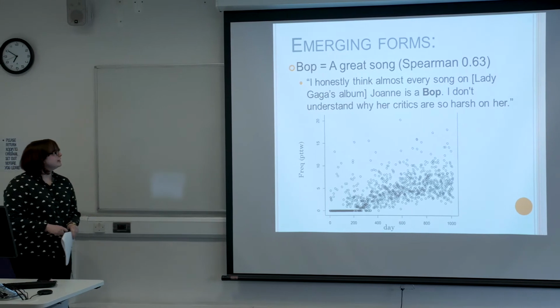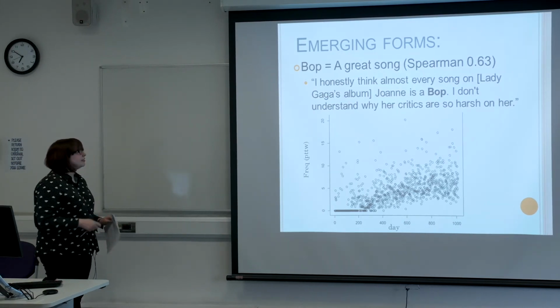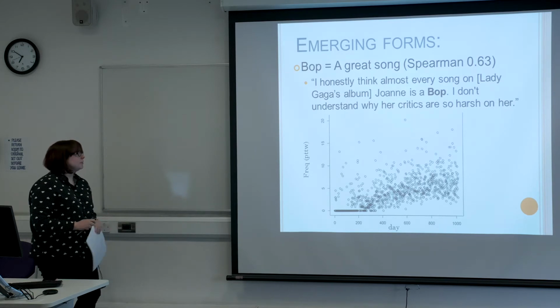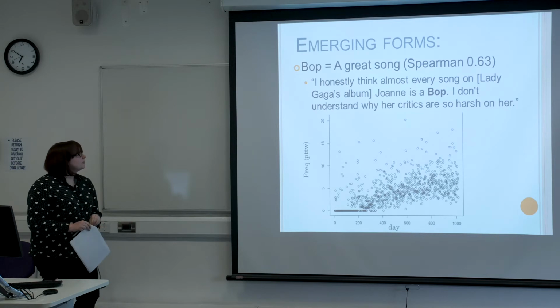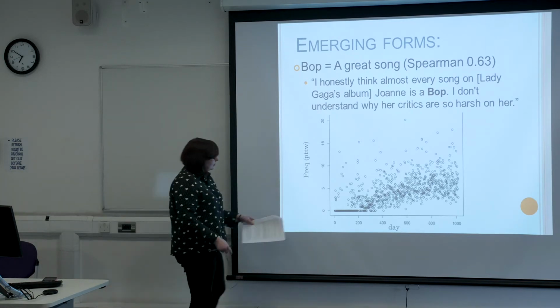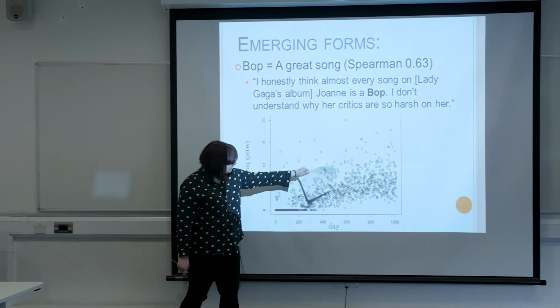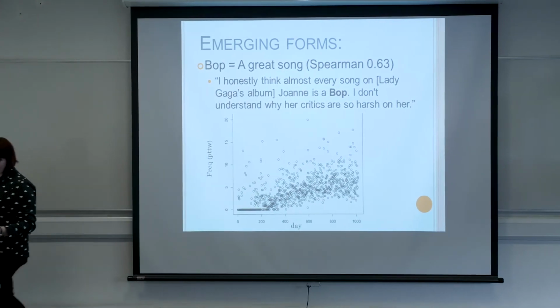Another emerging word in the dataset is the word "bop", which has a Spearman score of 0.63 and refers to an upbeat, great pop song. As in the quote from a user, "I honestly think that almost every song on Lady Gaga's album Joanne is a bop. I don't understand why our critics are so harsh on her." And again, we can see it's actually quite a clear linear correlation as the word increases in frequency over the lifespan of the community.